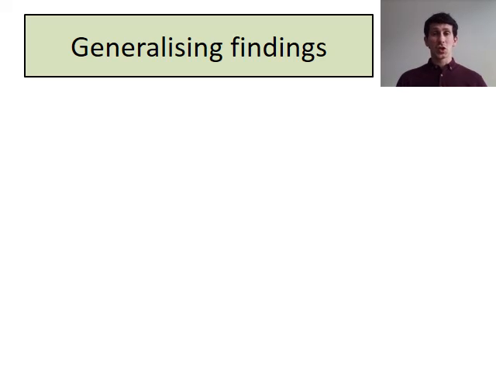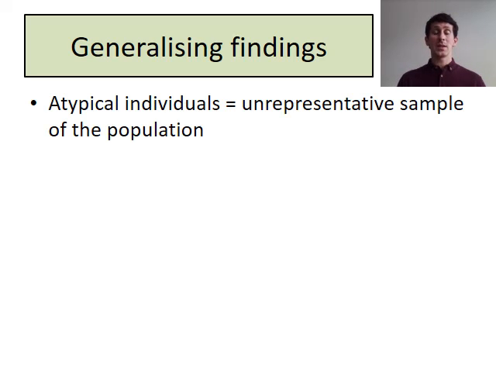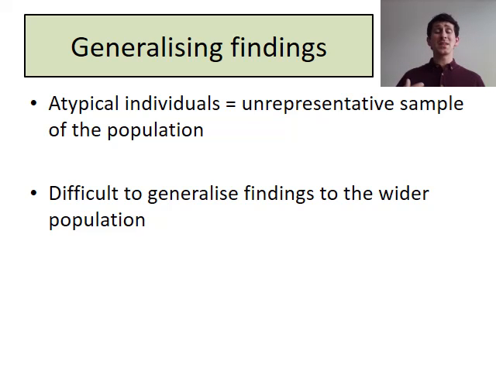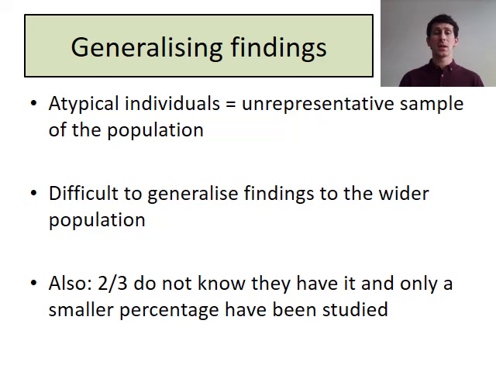A major limitation to these studies, though, is that atypical individuals aren't representative of the general population. Those people with Klinefelters, with Turner syndrome, are an unrepresentative sample, which means it's very difficult to generalise these results to the wider population. In addition to that, 2/3 of the people don't even know that they've got the condition.